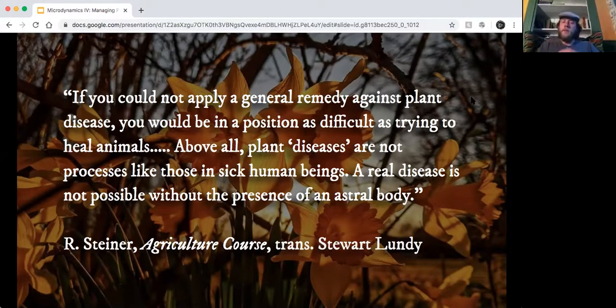And fortunately, Steiner suggests that there is a general remedy against plant disease like fungus and excessive ethericity. He refers to this as oak bark. It's a good thing that we have that, because otherwise we would be constantly having to deal with each one of these different plants and each one of these different diseases. Instead there's this idea of a single remedy.